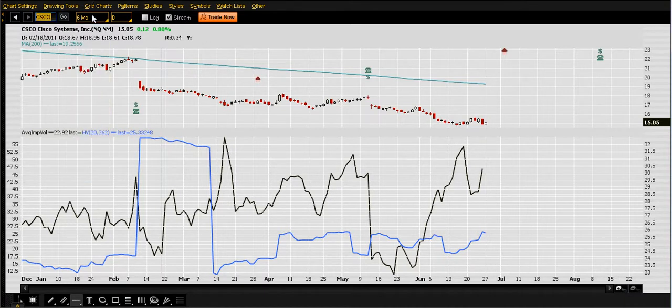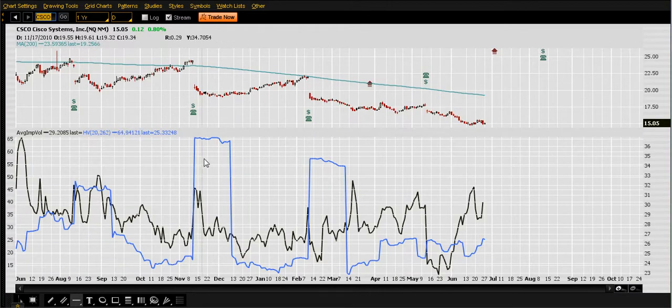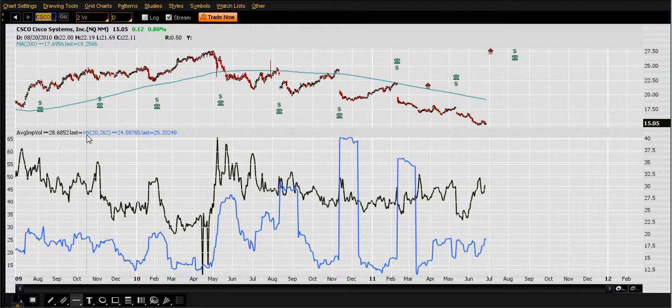And I'm talking extreme peaks, like even if we go back to a year, implied volatility never got that high. But if we go back to 2 years, back in 2010, implied volatility was going very high.